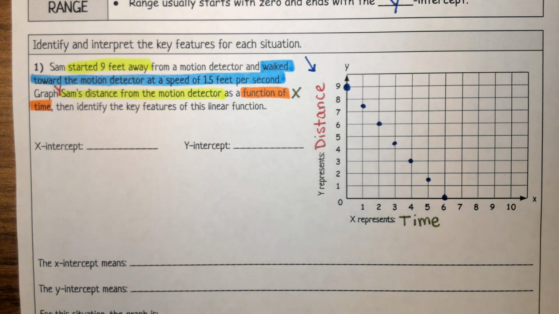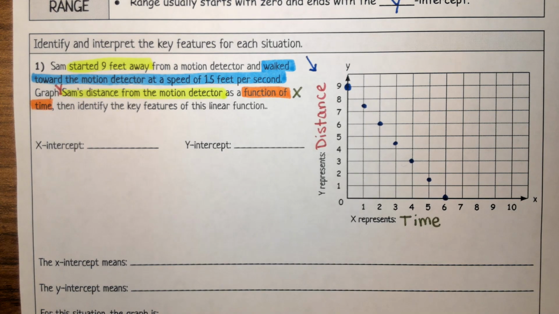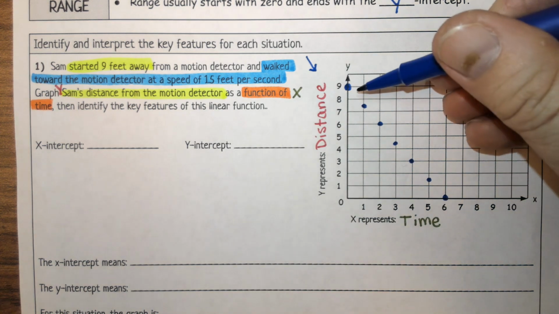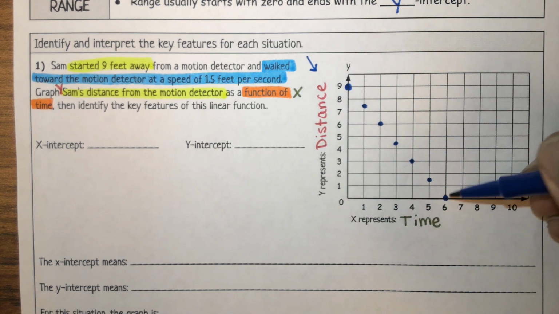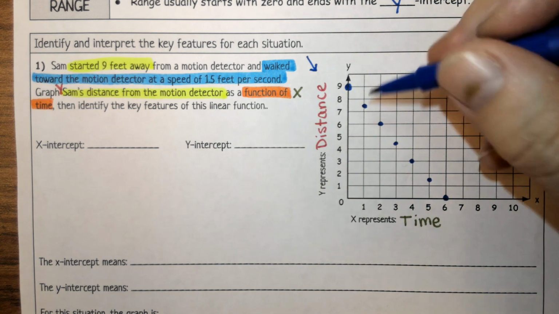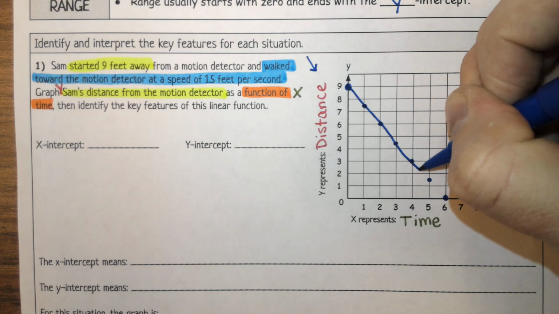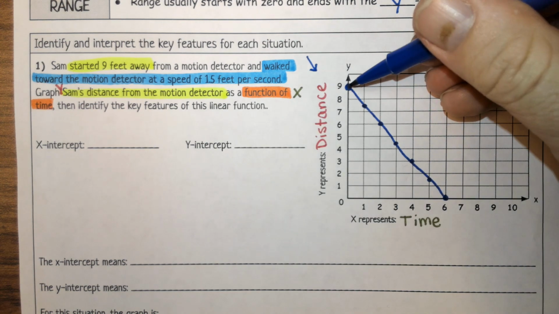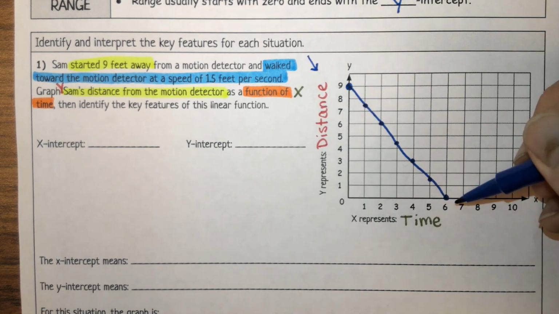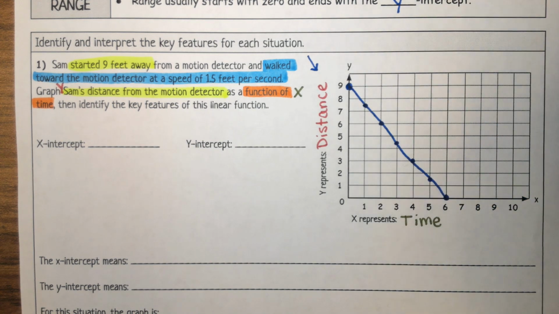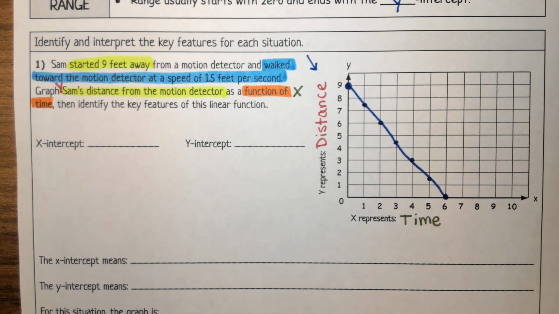Okay, so I've plotted all my points. Now, I've plotted all the points that I can plot easily. Because as you know, time doesn't just jump from 1 second to the next. Time is always going to be continuous. So I'm going to connect these dots, my beginning and my end, and all the points in between. So now I have a continuous function.